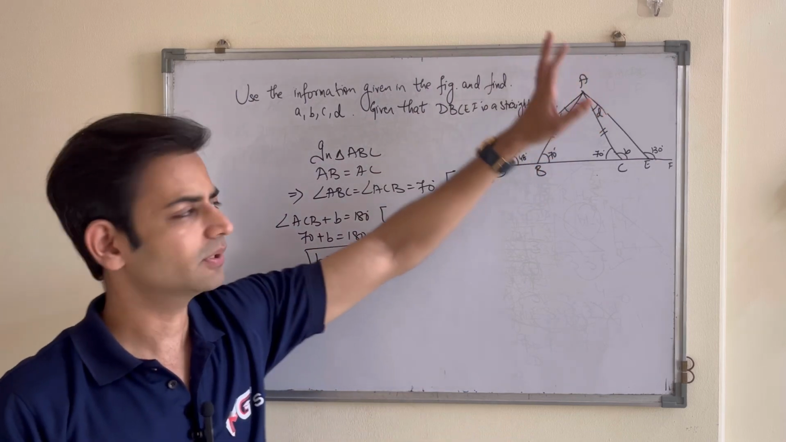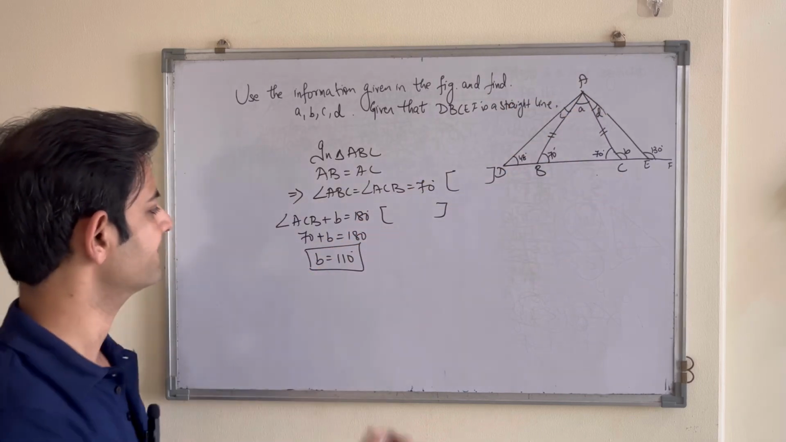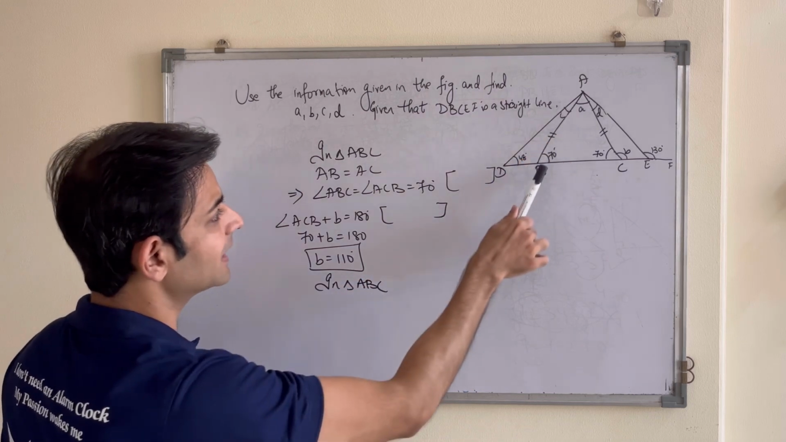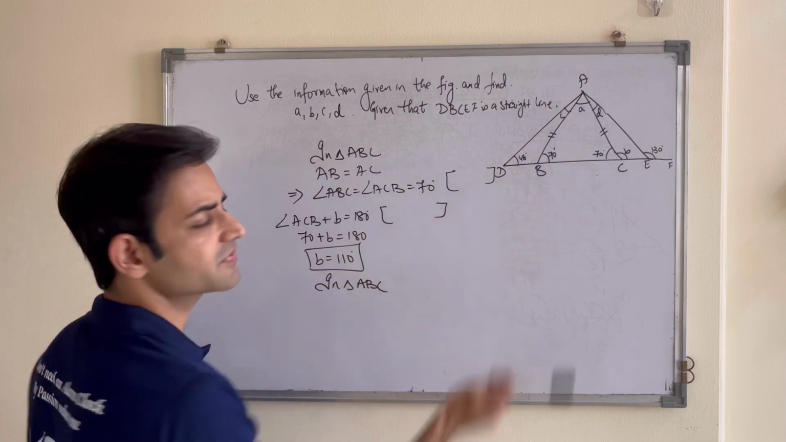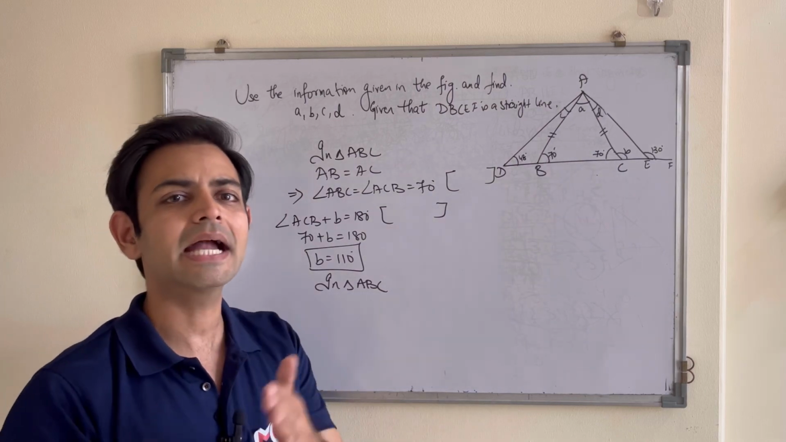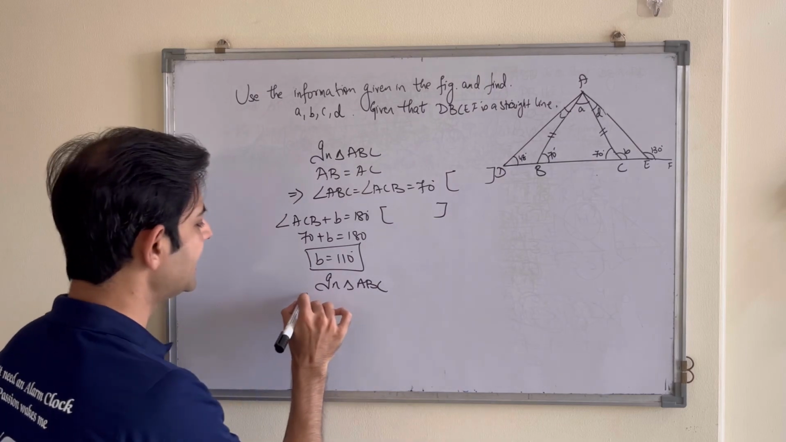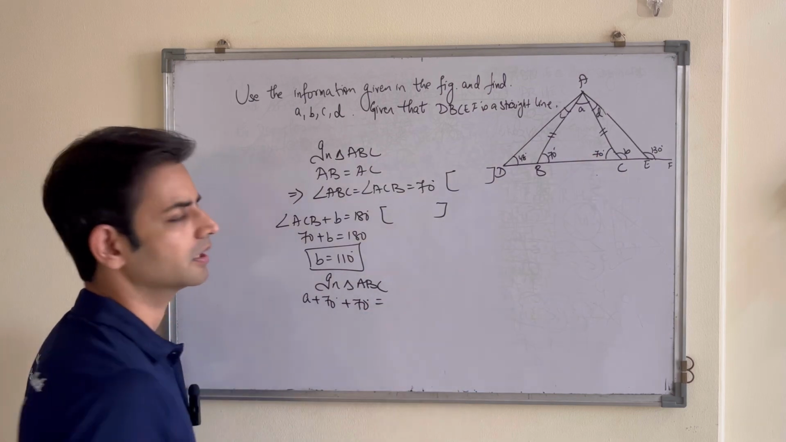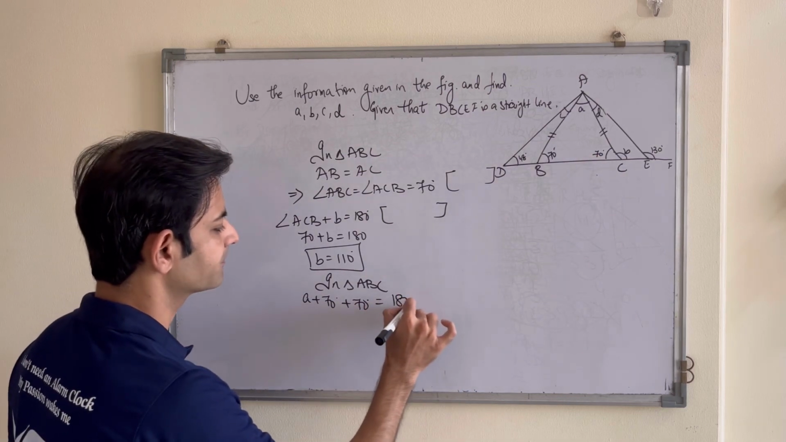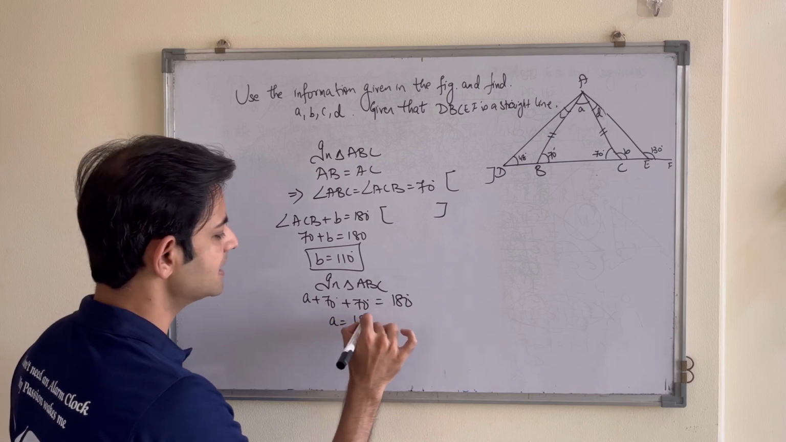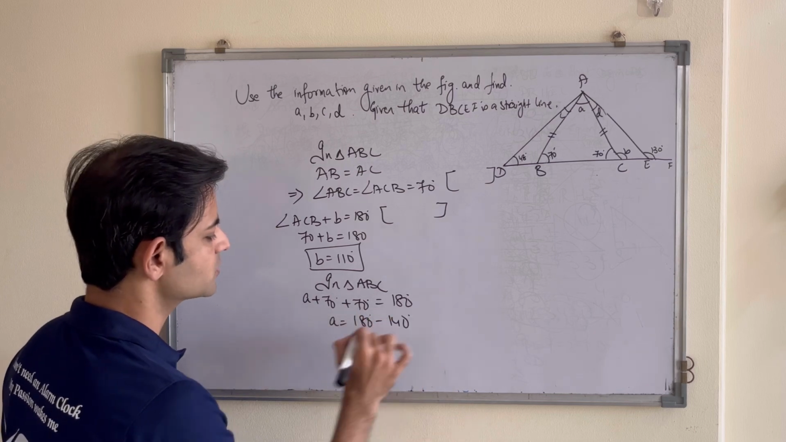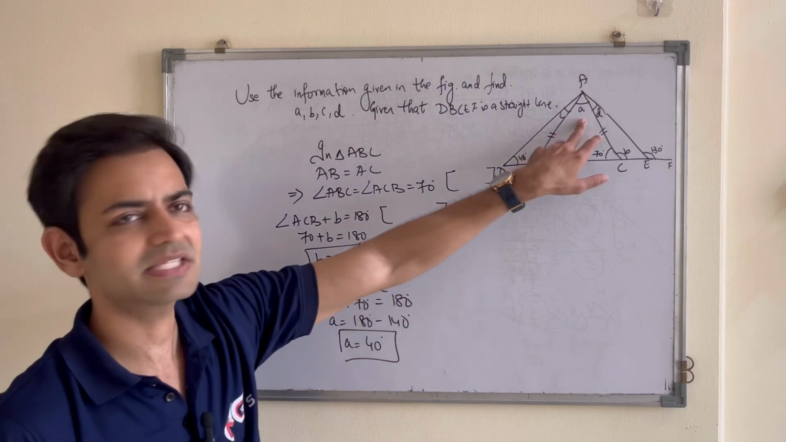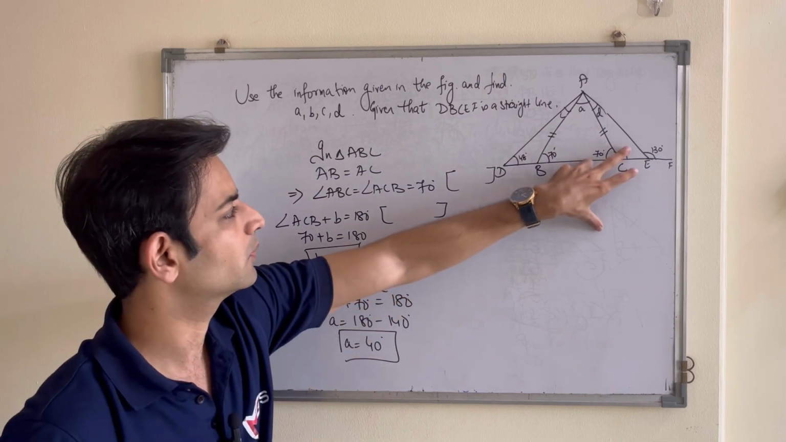We must find out angle A, so let's go for that. Angle in triangle ABC, A plus this B angle plus this part of C angle should be equal to 180 because of angle sum property. So I can say A plus 70 plus 70, we have proved them 70 both, so this is equal to 180. So A is equal to 180 minus 140. So angle A is equal to 40 degrees. So we got two values so far, that is angle A is 40 degrees, angle B is equal to 110 degrees.